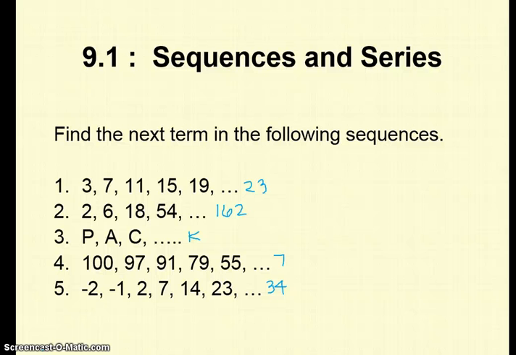Number 4, you did minus 3, minus 6, minus 12, minus 24, minus 48. So, sorry, minus 24 is the last one. Then I should be doing minus 48 to get to this next one, which would be 7. So you were subtracting a number, and then the next time you subtracted twice that much, and the next time you subtracted twice that much. On number 5, you are adding each time, but you are adding your odd numbers, so plus 1, plus 3, plus 5, plus 7, plus 9, and then plus 11 would give me 34.